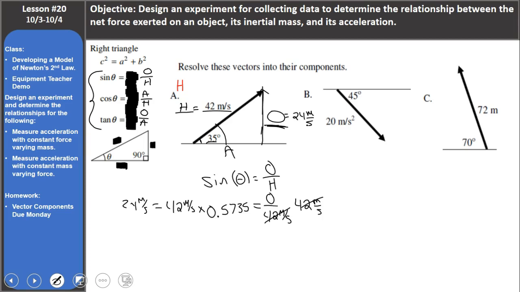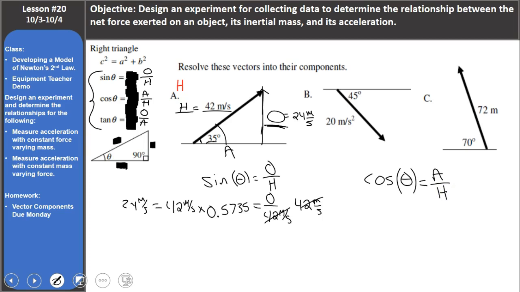We're trying to find the adjacent. We know the angle, and we know the hypotenuse. What are we trying to find? What do we know? Hypotenuse and the angle. So, cosine of the angle is equal to adjacent over hypotenuse, right?